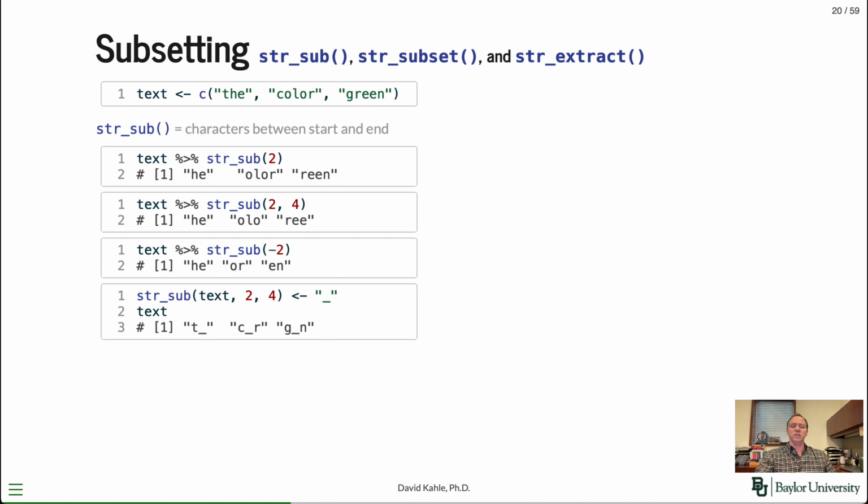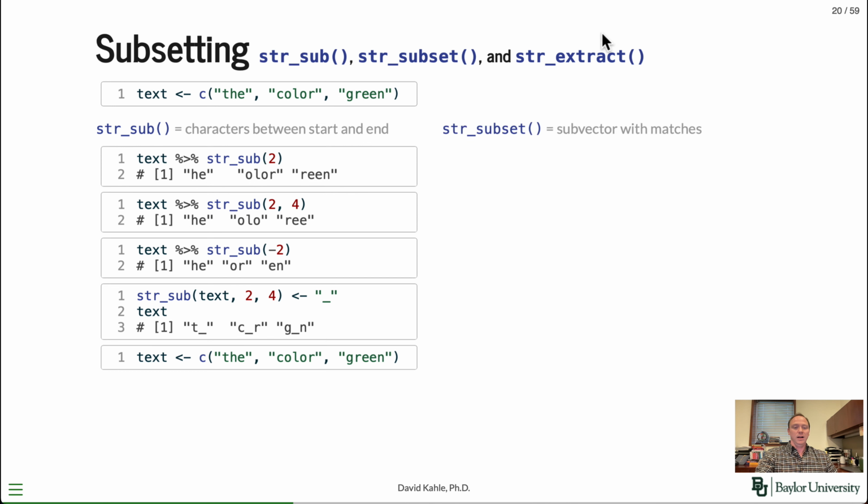You can also use this as a replacement function. This is a little strange to see, but it works just fine. So this says take every element of text and replace elements between 2 and 4, so that's 2, 3, and 4, with the single character, which is the underscore. So that's why you see T underscore C underscore R, G underscore N. Okay, so that's str_sub. Okay, now I'm going to reset this vector because I had to actually replace it to do that.